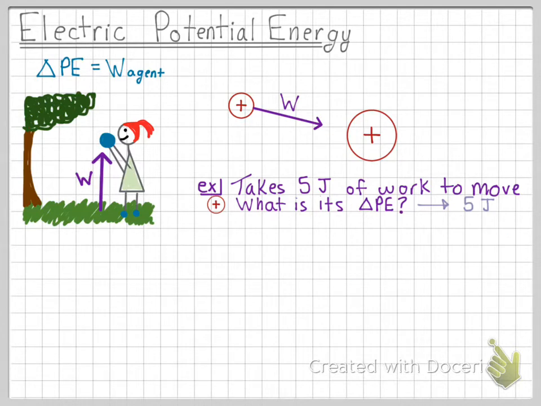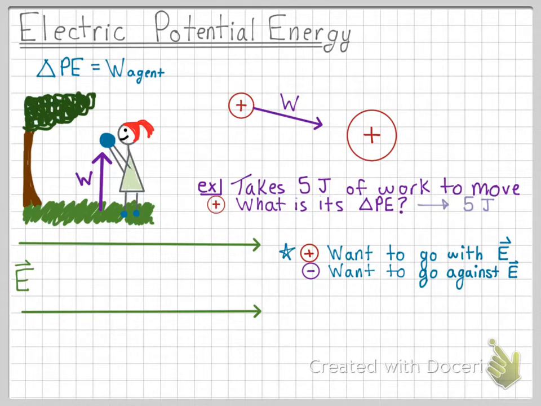Let's say that we have a uniform electric field, and we know that positive charges will want to go with the electric field, or they feel a force in the same direction as the electric field. And negative charges want to go against the electric field, or they feel a force in the opposite direction as the electric field. So if we end up doing positive work on the charges, which will give them potential energy, we know that we must move them in such a way that they do not naturally want to go.